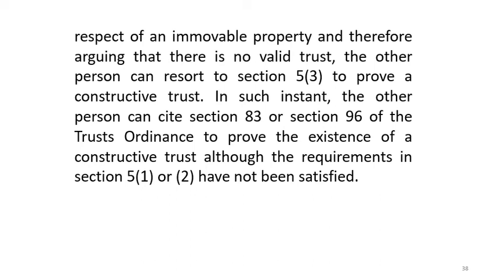But the court said, now you argue, B argues, because A did not create a trust under 5.1, there is no valid trust. Really what B is doing here is committing a fraud. If there is a fraud, then the other person can resort to section 5.3 to prove the constructive trust. In such instance, the other person can cite section 83 or 96 of the Trusts Ordinance to prove the existence of a constructive trust, although the requirements of 5.1 or 5.2 have not been satisfied.